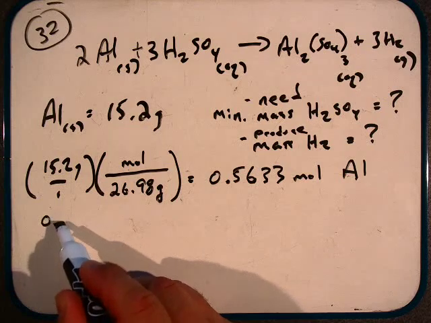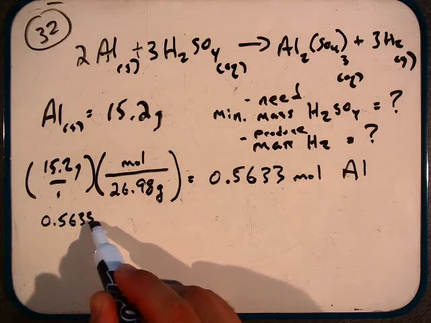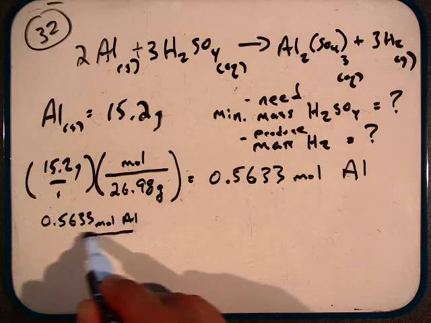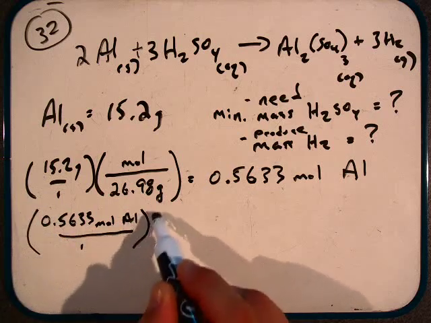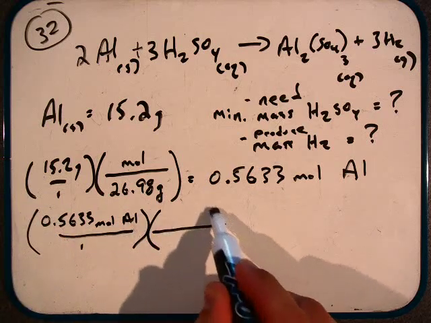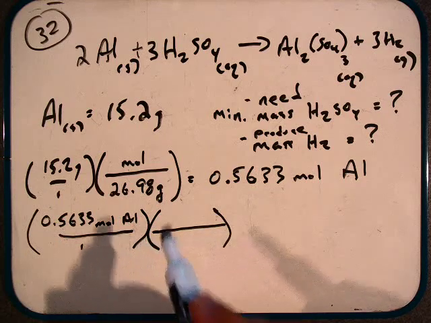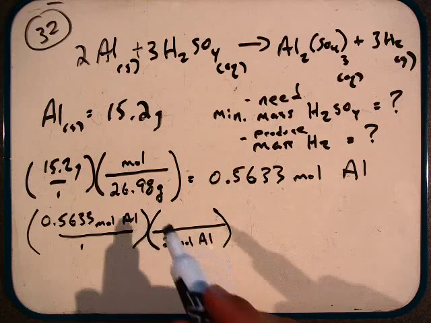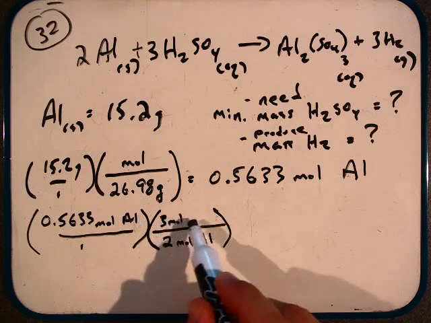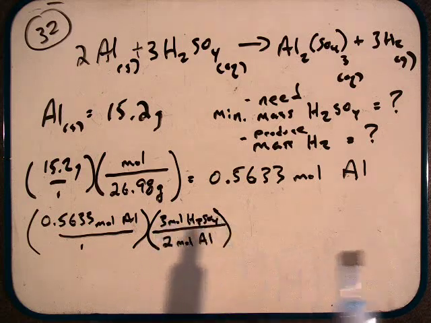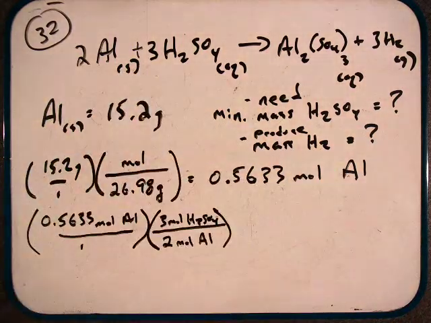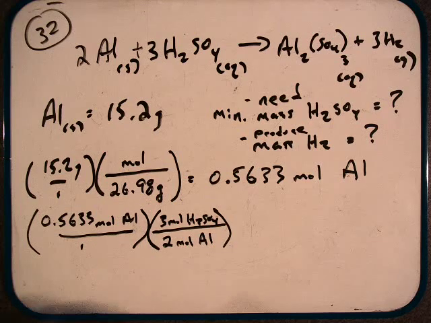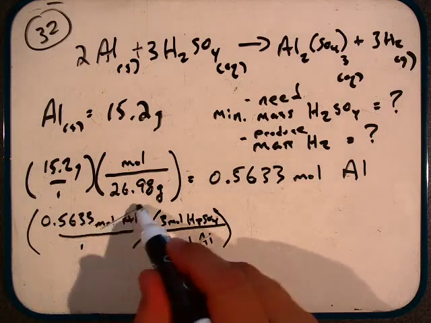First off, we'll look at sulfuric acid. And so if we have this many moles of aluminum, we need to relate that to moles of sulfuric acid. And so there, for every 2 moles of aluminum, there are 3 moles of sulfuric acid. I get that from the 2 to 3 stoichiometry in the chemical reaction. And that would put us in moles of sulfuric acid.